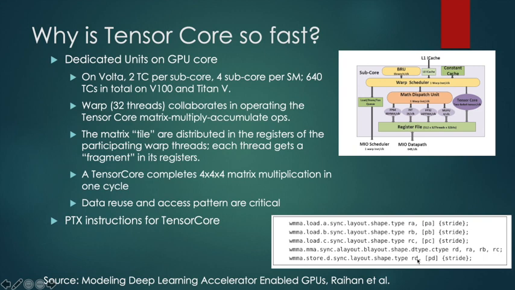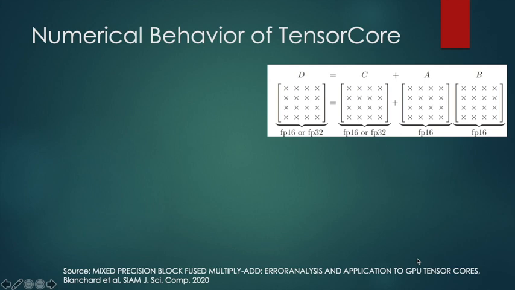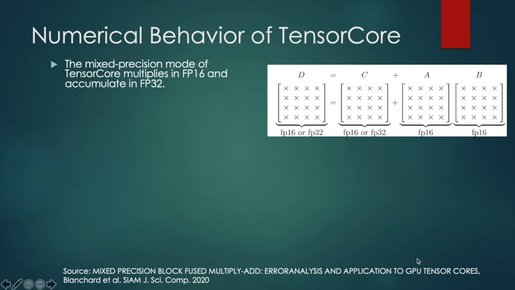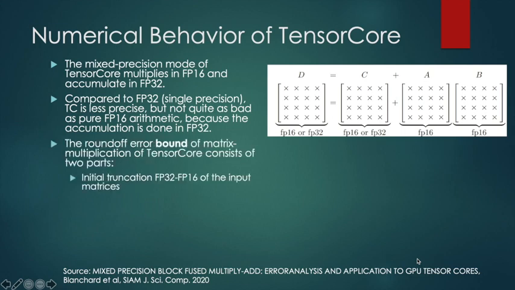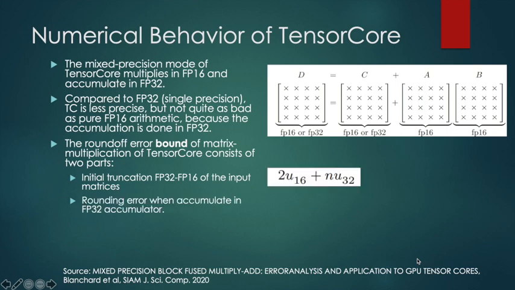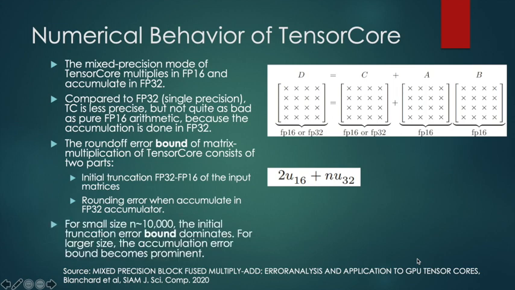The second topic is related to numerical issues. As we mentioned before, the mixed precision mode of Tensor Core multiplies in FP16 and accumulates in FP32. Therefore, compared to single precision, Tensor Core is less precise, but not quite as bad as pure FP16 arithmetic, because the accumulation is done in single precision. The rounding error of TCGEMM includes two parts. The first one is the initial truncation of FP32 to FP16 of the input matrices. The second one is the rounding error from the FP16 accumulator. For small size n, around 10,000, the initial truncation error bound dominates. For larger sizes, the accumulation error bound becomes prominent.